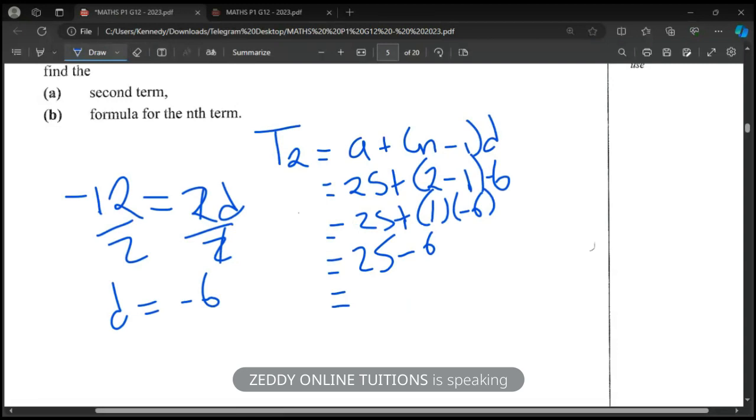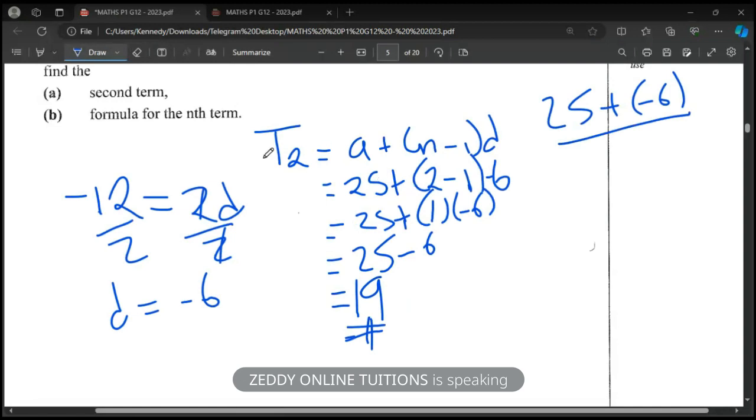So what is the answer? 19, right? Yes. So the second term is 19, and it's logical. When you say 25 plus negative 6, that is the logic there. It will give us 19 minus 6, or plus negative 6, or let's just say minus 6, it will be 13, right? So that is the thing.